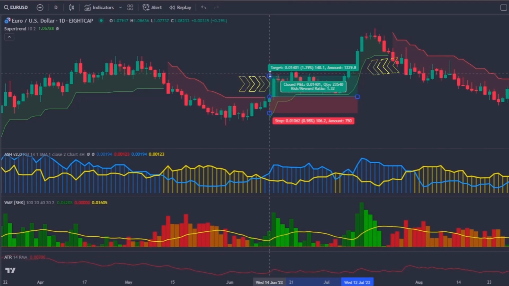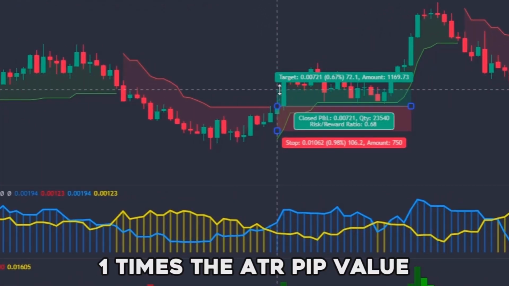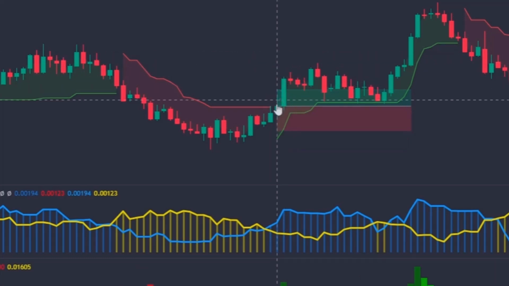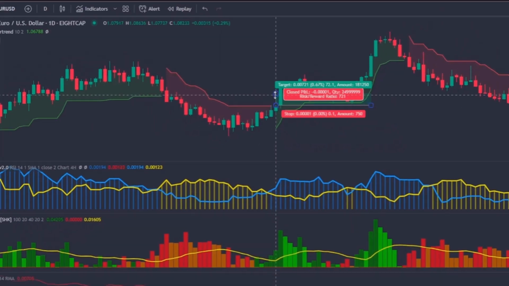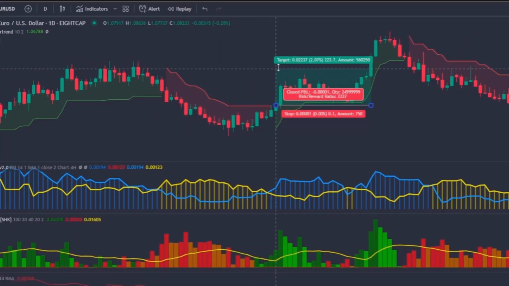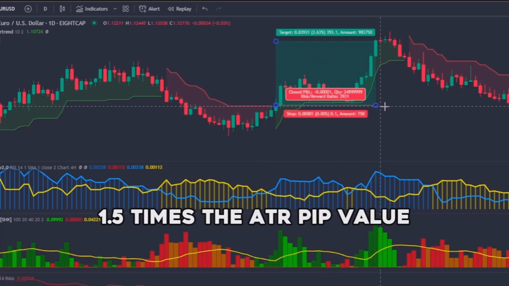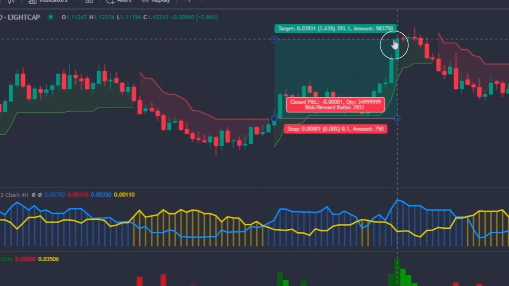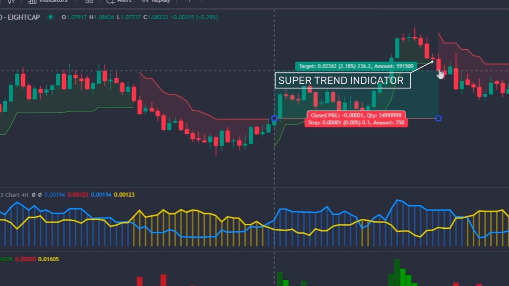The first one will be fixed on the zone defined by the formula 1 times the ATR pip value, where I will only close 50% of the position and will protect my trade by putting the stop loss on the entry point. Then, for the second 50% of the position, I will apply a trailing stop loss that is always 1.5 times the ATR pip value behind the price, and that trade will only be closed if this trailing stop loss is hit or if the Super Trend indicator changes its direction.